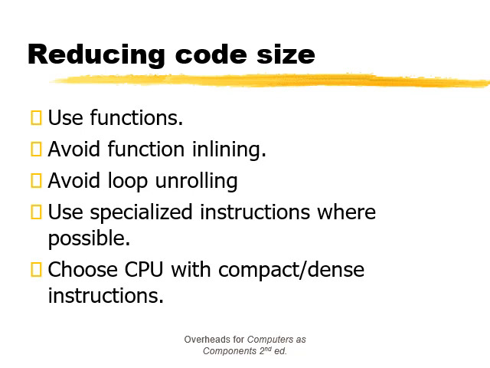Use specialized instructions where possible. Rather than using general instructions, we can use specified instructions where possible. Choose a CPU with compact, dense instructions. Rather than having big instructions, we need to choose compact and dense instructions. So obviously, if you follow all these steps, our code size will be reduced and our program size will be optimized.